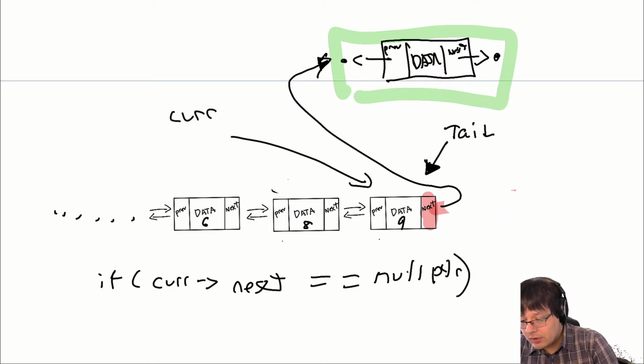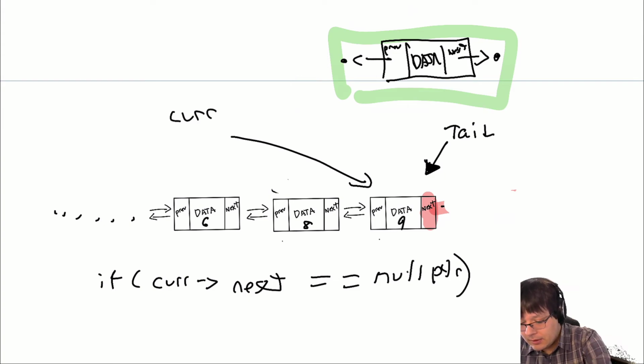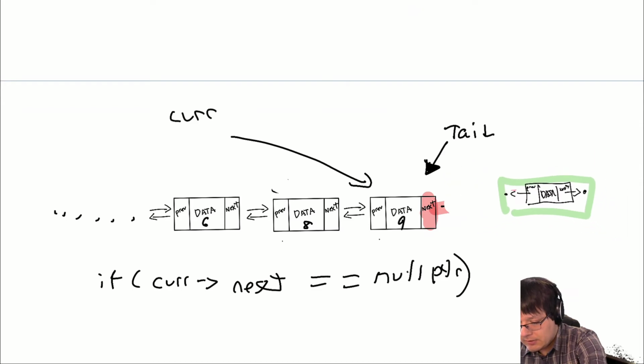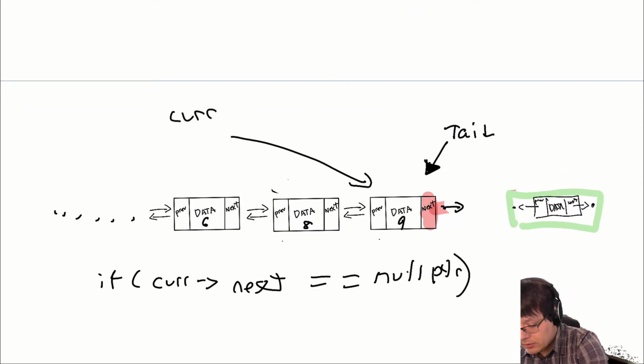Okay, so by doing that, it's the same thing as saying we're going to dump this in here. So maybe let's shrink that out to scale. And we want to make this go from null to now point to this node here.